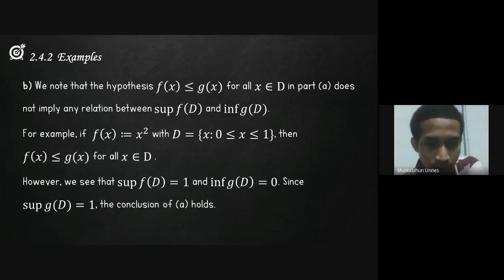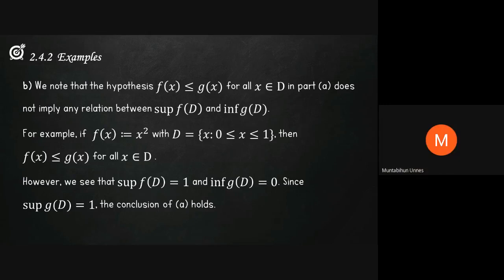The next example, B. We note that the hypothesis f(x) is less than or equal to g(x) for all x element D in part A does not imply any relation between the supremum of f(D) and the infimum of g(D). For example, if f(x) is defined by the square root of x squared with D equal to the set of all x where x is greater than or equal to 0 and less than or equal to 1, then f(x) is less than or equal to g(x) for all x element D. However, we see that the supremum of f(D) is equal to 1 and the infimum of g(D) is equal to 0. Since the supremum of g(D) is equal to 1, the conclusion of A holds.